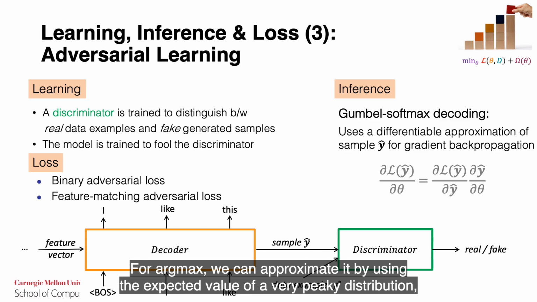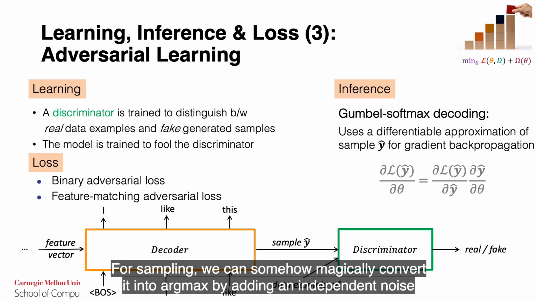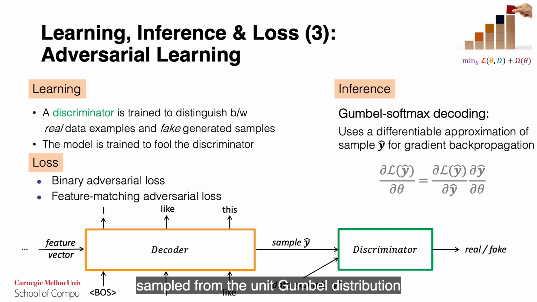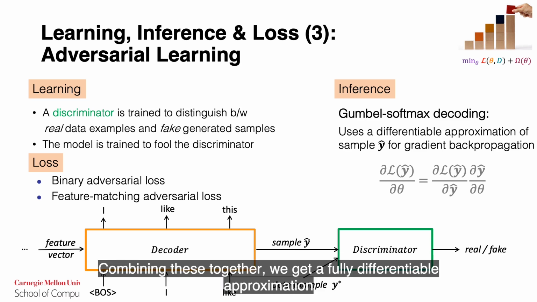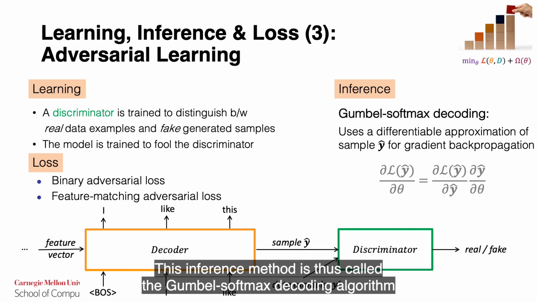For argmax, we can approximate it by using the expected value of a very peaky distribution, such as the softmax distribution with a temperature. For sampling, we can somehow magically convert it into argmax by adding an independent noise sampled from the unit Gumbel distribution. And combining these together, we get a fully differentiable approximation of the sampling decoding algorithm. This inference method is thus called the Gumbel softmax decoding algorithm.